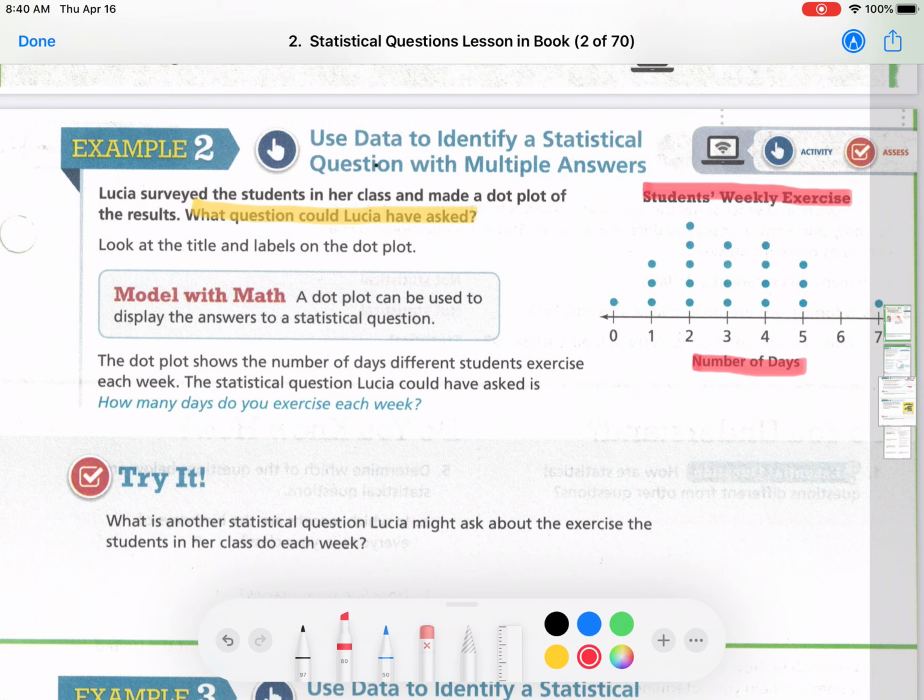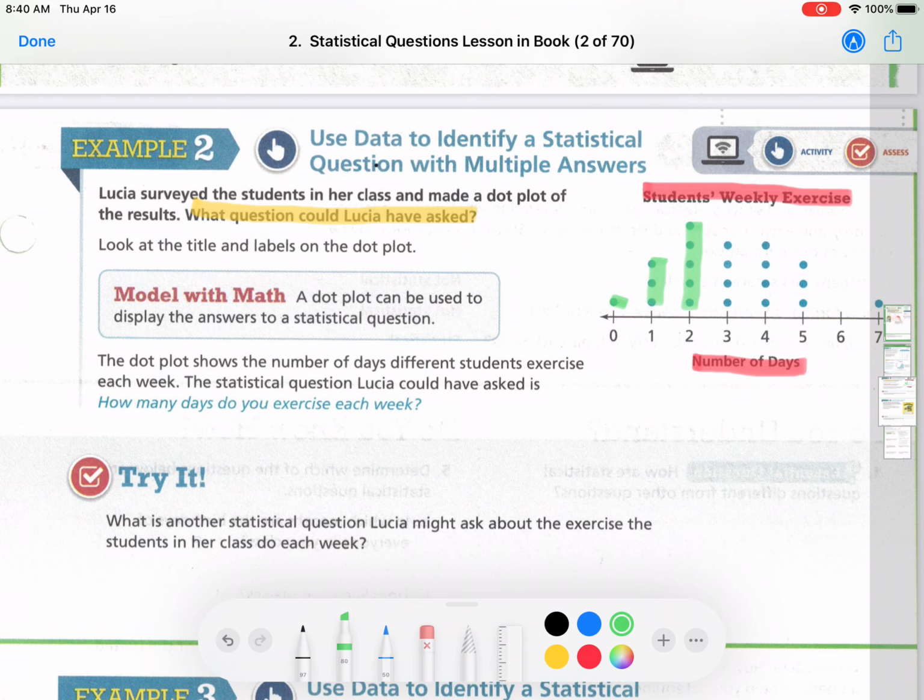So the first number on our number line is 0. Okay, so that 0 has one dot. So right here, that has one dot. So that means one student exercised 0 days that week. Then for our next number, we have 1, and there's 3 dots there. That means 3 students only exercised 1 day that week. And then at the 2, there are 1, 2, 3, 4, 5 dots. So that means 5 students exercised 2 days that week.